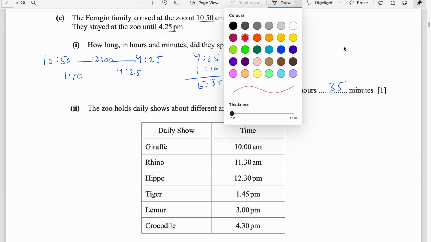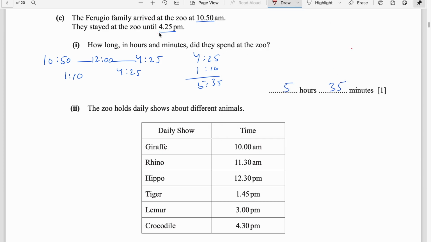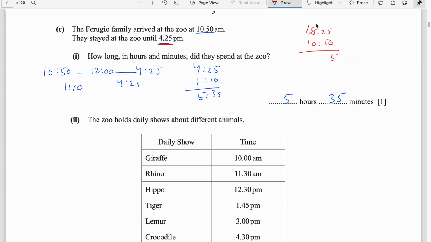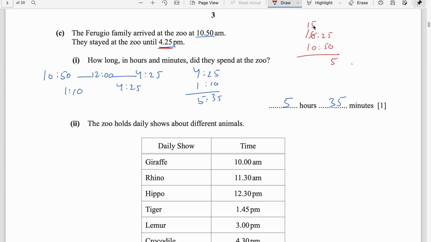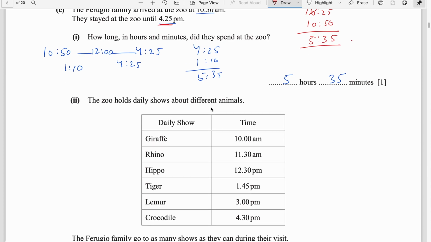The other way is you can change it into 24-hour clock and this becomes 16:25. Then you take away 10:50. 5 minus 0 is 5. You take this carry. This 16 changes into 15 and 60 minutes go on the other side, making it 85. 5 minus 0 is 5. 8 minus 5 is 3. 15 minus 10 is 5. So you get 5 hours and 35 minutes.